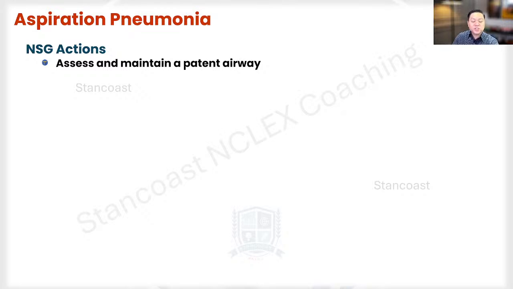We are going to check for any blockage in the airway. Of course, this will include the mouth, all right, and into the pharyngeal area to see if we can see some visible items or any food particles that may be adding to the problem. And so this is going to be the first step in order to assess a patient suspected with aspiration pneumonia. And of course, this will ensure that their airway is clear and they are getting enough oxygen.